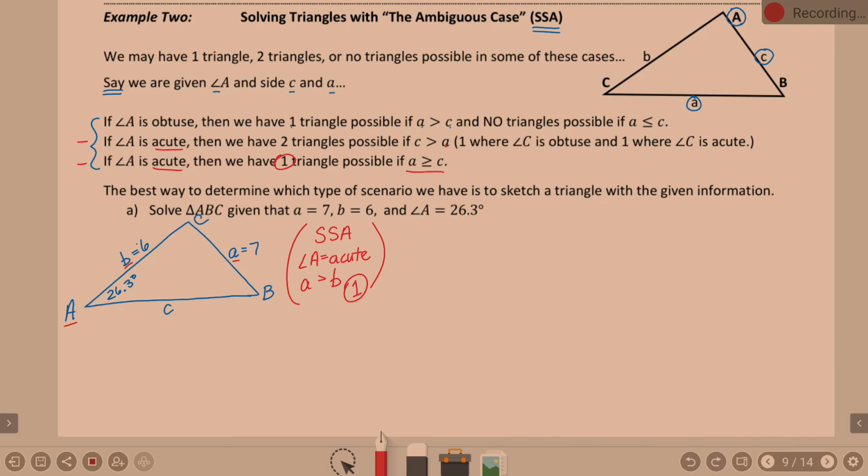Now, from here, folks, same idea as last time. We need to find our missing sides. Okay? We don't have to worry about two triangles. There's just going to be one. So we have angle A. We have to find angles B and C. We have sides A and B. We have to find side C.